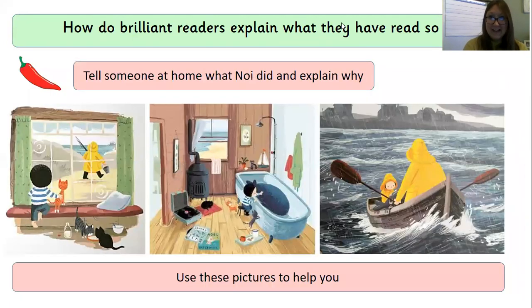Okay, it's time for our challenges. If you would like to do the One Chili Challenge today, what I would like you to do is tell someone at home what Noy did in the story and explain why he did it. I've put some pictures on the screen to help you. You don't have to write anything down for this one. If you would like to do the One Chili Challenge, put me on pause now.